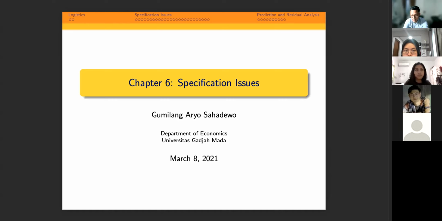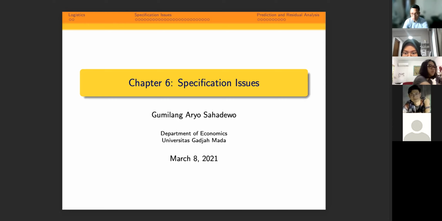Today we're going to visit chapter 6 on the issues of specification. This is going to be the first part of two discussions regarding issues of specification. So we're going to spend time this week as well as next week to talk about specification issues. I think these are important tools and important concepts that you have to understand.